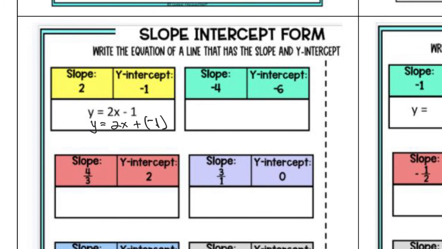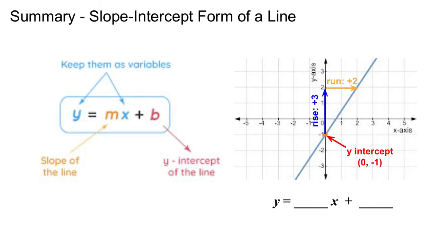For this green one here, you always start with y equals. My slope is negative 4, so negative 4x minus 6. And again, you can put plus a negative 6. I think it's cleaner to write negative 6. As you mature as a mathematician, you will write it as subtract 6 instead of plus a negative 6. So finish this page. You're going to complete this page.